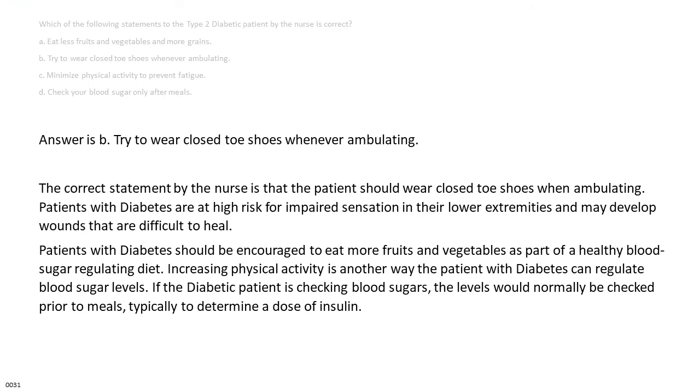Answer is B. Try to wear closed-toe shoes whenever ambulating. The correct statement by the nurse is that the patient should wear closed-toe shoes when ambulating. Patients with diabetes are at high risk for impaired sensation in their lower extremities and may develop wounds that are difficult to heal. Patients with diabetes should be encouraged to eat more fruits and vegetables as part of a healthy blood sugar regulating diet. Increasing physical activity is another way the patient with diabetes can regulate blood sugar levels. If the diabetic patient is checking blood sugars, the levels would normally be checked prior to meals, typically to determine a dose of insulin.